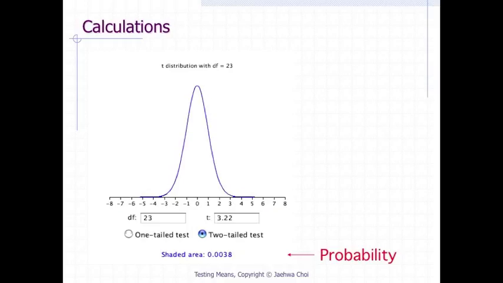This means that if the null hypothesis that the drug has no effect were true, then the probability of finding a difference between means in the placebo and the drug conditions as large or larger in either direction as the difference found in the experiment is 0.0038, which is very low.